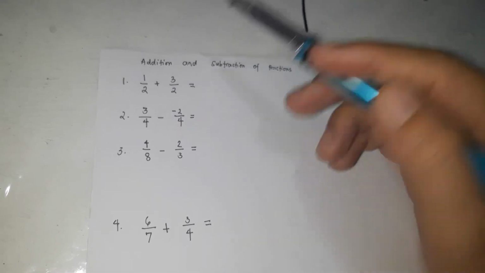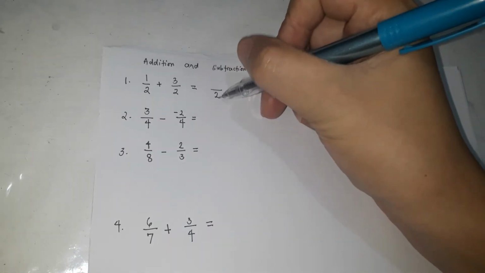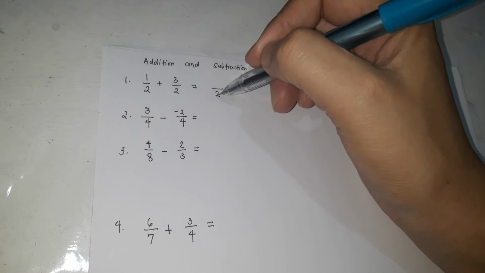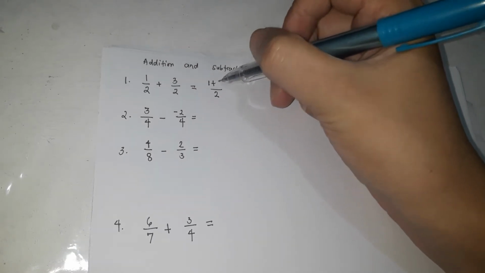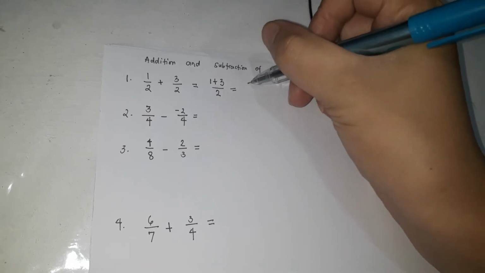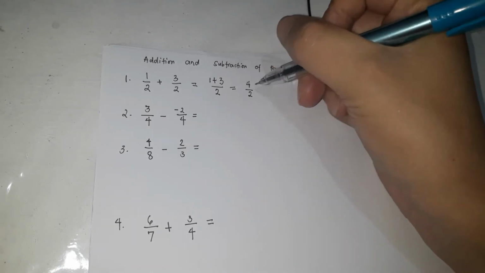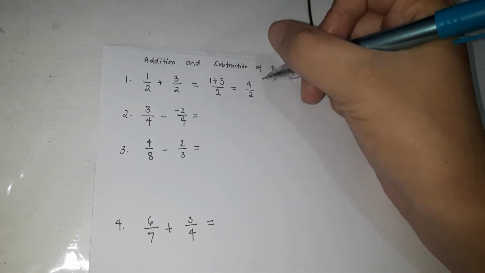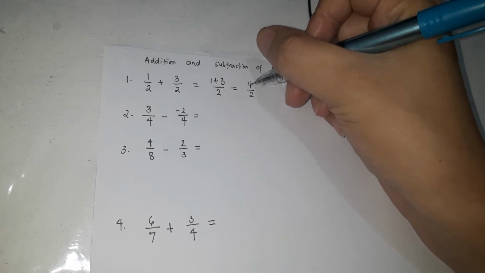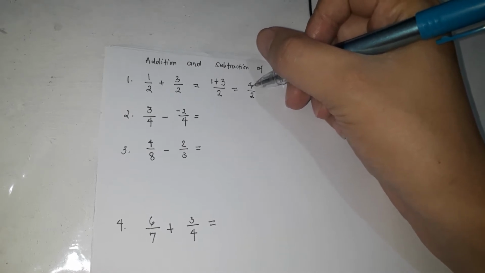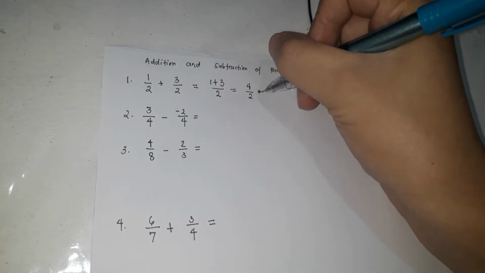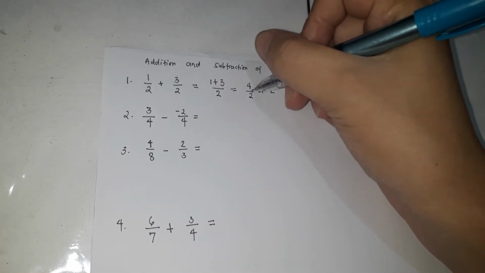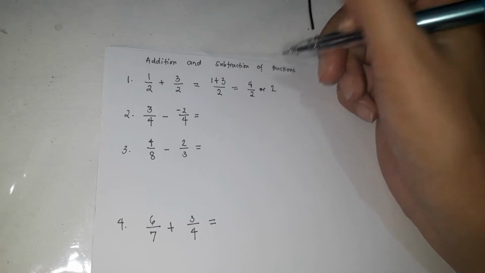So all you have to do is this: copy the denominator 2, and then add the numerators, 1 plus 3, which is equal to 4 over 2. And 4 over 2 in lowest form is, as I have said previously, the same as 4 divided by 2, which is equal to 2. So 4 divided by 2 is equal to 2.